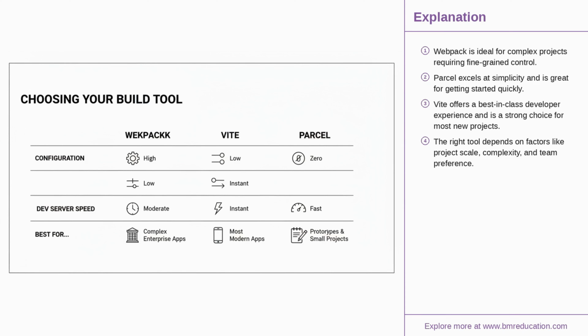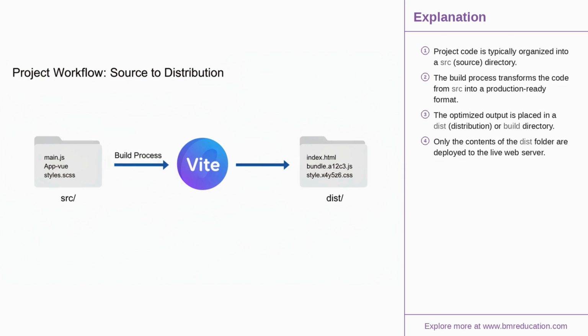Let's put it all together and look at a typical project structure. Your development work happens in a source folder, often named SRC. This is where your readable, modular code and original assets live. When you run the build command, your build tool kicks in, performs all the processing we've discussed, and places the final, optimized, and browser-ready files into a separate distribution folder, usually named dist or build. This dist folder is what you ultimately deploy to your web server.